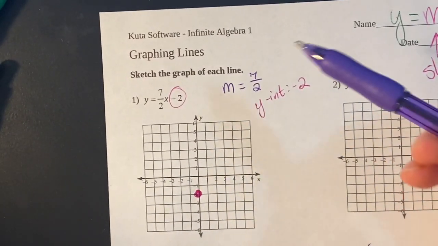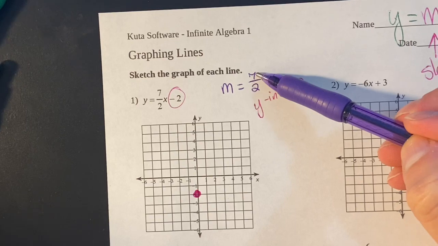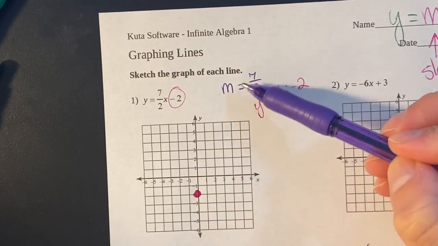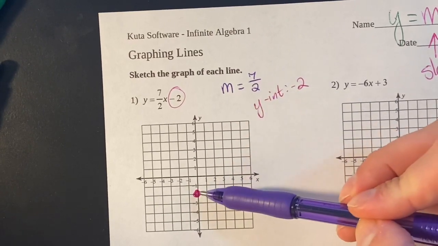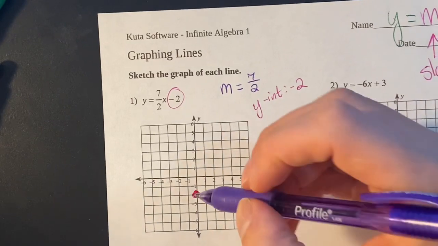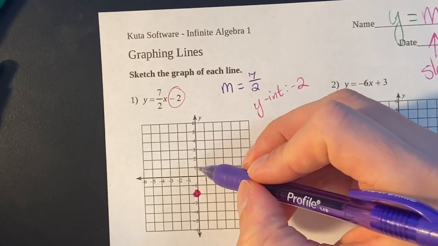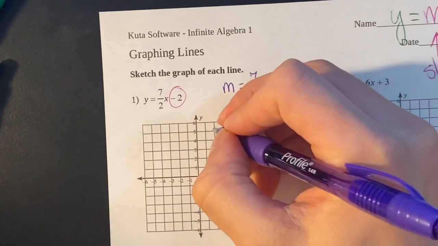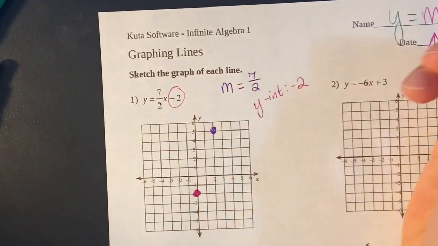Now I'm going to use the fact that my slope is 7 over 2 to make more dots. That's a positive 7 over 2, which means I go up 7 and to the right 2. Up 1, 2, 3, 4, 5, 6, 7, right 1, 2, put a dot. Make as many dots as you can.